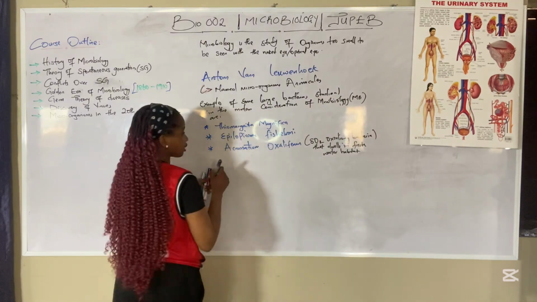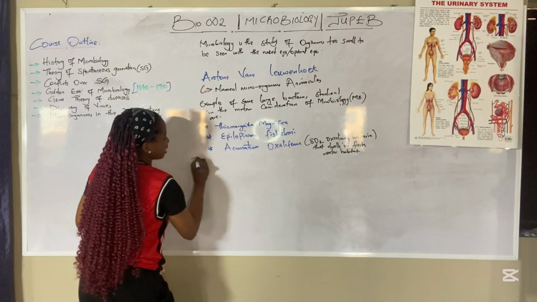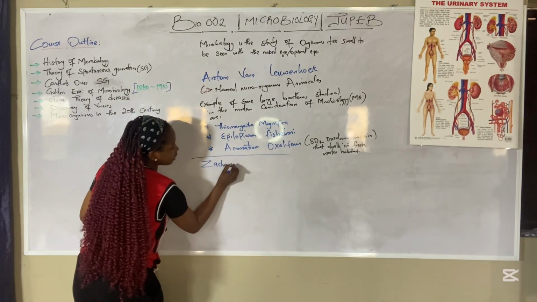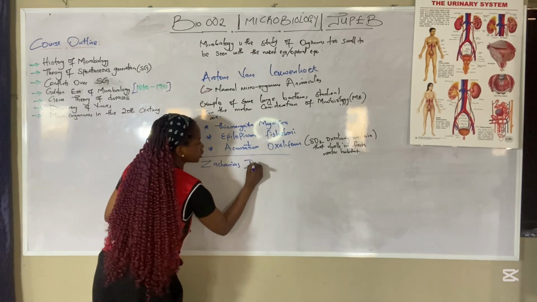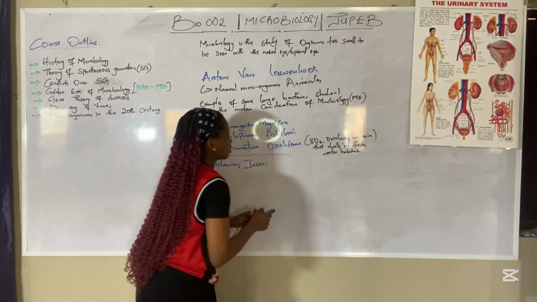Janssen. I didn't put it here. Zacharias Janssen, the first scientist to have invented a microscope.